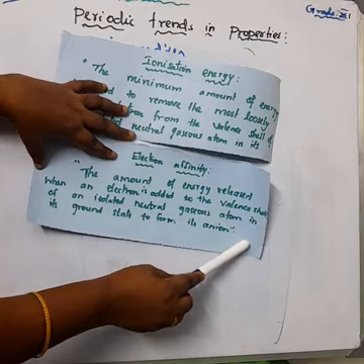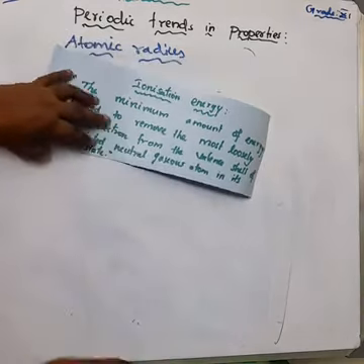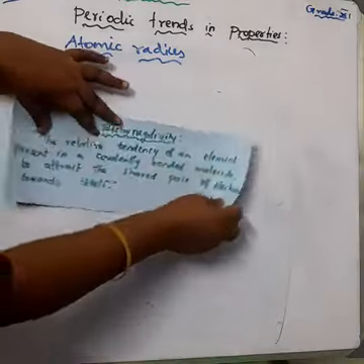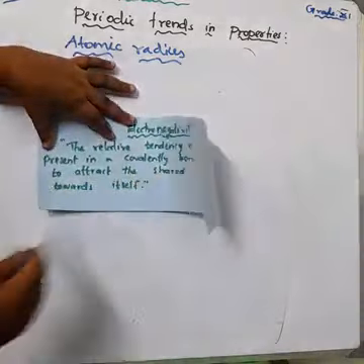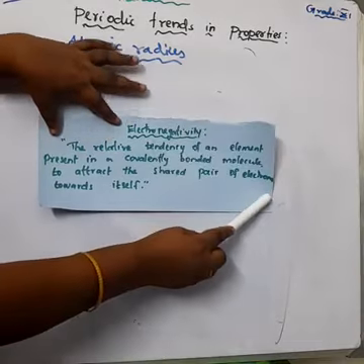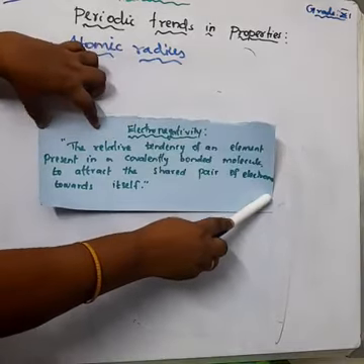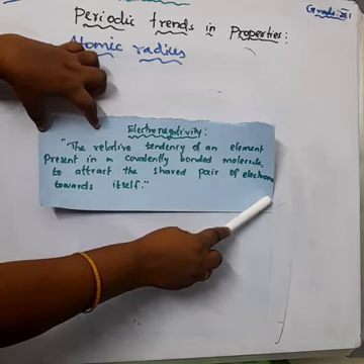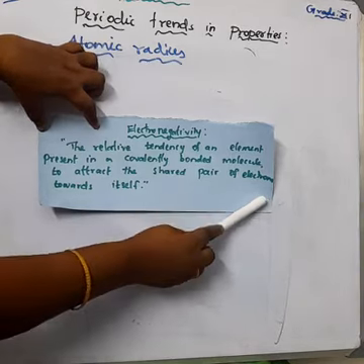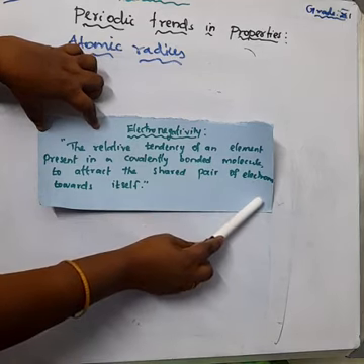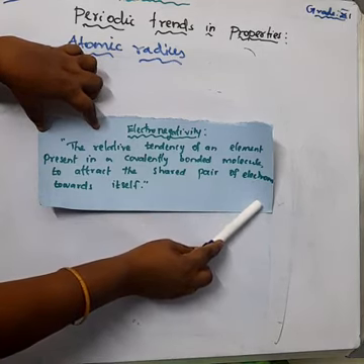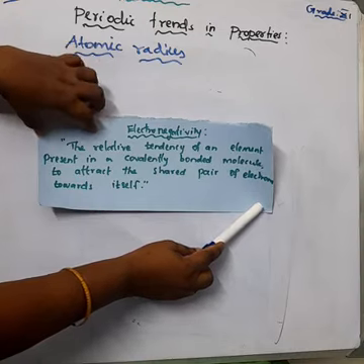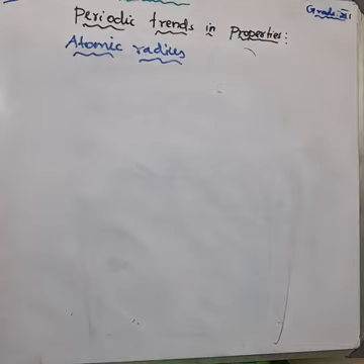Understood? And the last one, electronegativity. What do you mean by electronegativity? It is defined as the relative tendency of an element present in a covalently bonded molecule to attract the shared pair of electrons towards itself. That is called electronegativity. Understood?